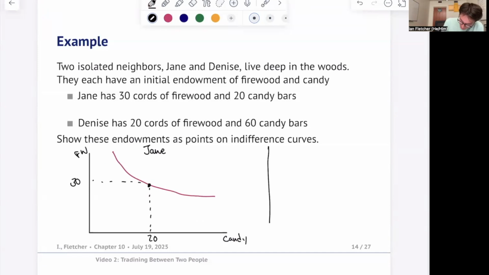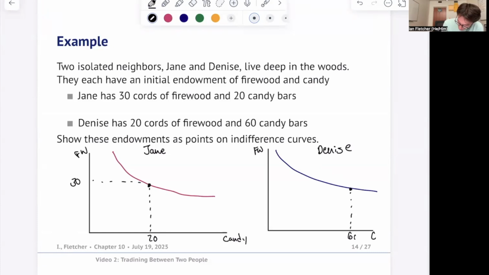If we do something similar for Denise, let's say that Denise is further down this way because she has more candy bars and less firewood. Then we would be able to draw both of these on an indifference curve. Let's call these EI, maybe, and EJ.